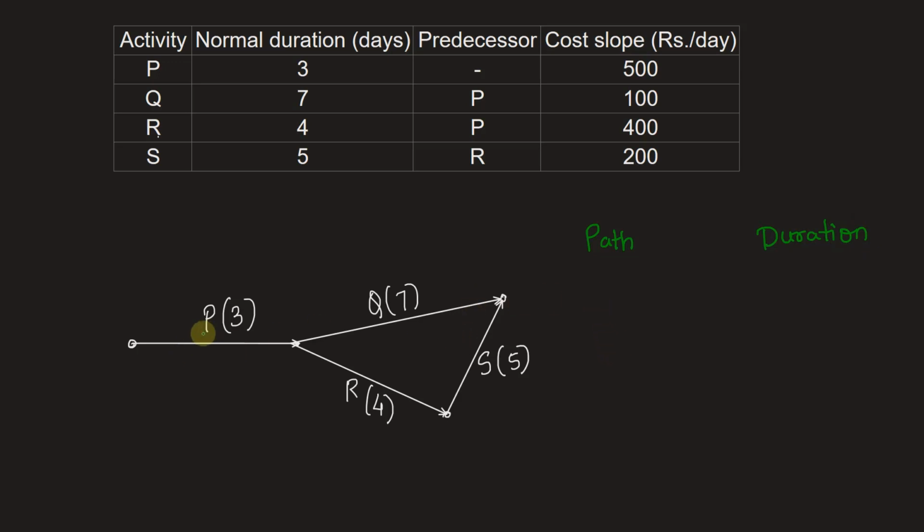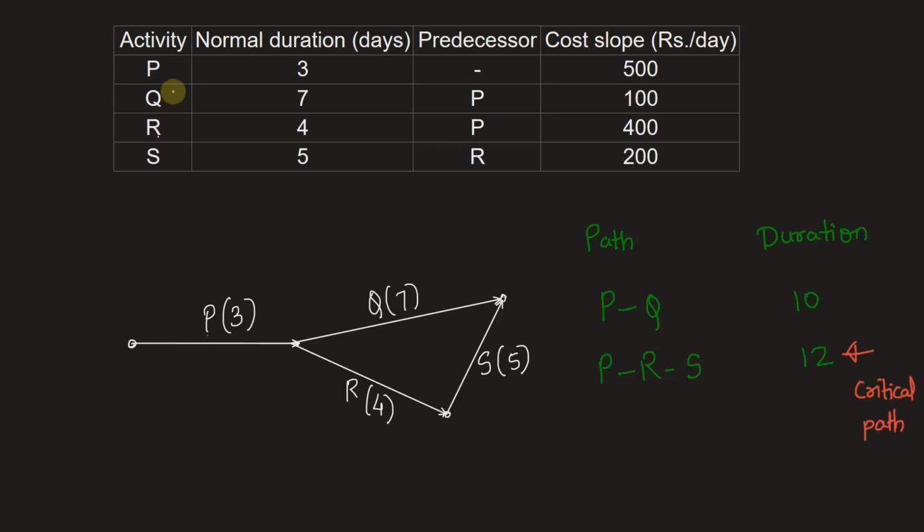The first path that is available is from P to Q and then the endpoint. So it is P to Q. The second path is P to R to S. So first activity P will be completed, then R and then S and then the end of the project. Duration for the first path PQ is 7 plus 3, that is 10 days. And the second path is 3 plus 4, 7 plus 5, that is 12 days. Clearly, path PRS is the critical path.